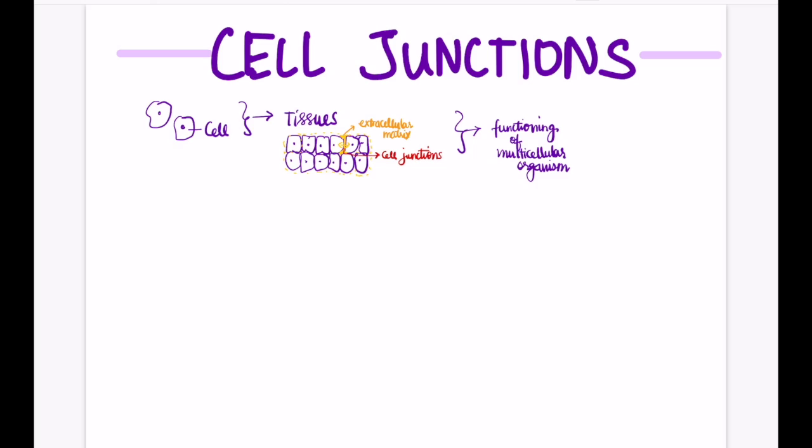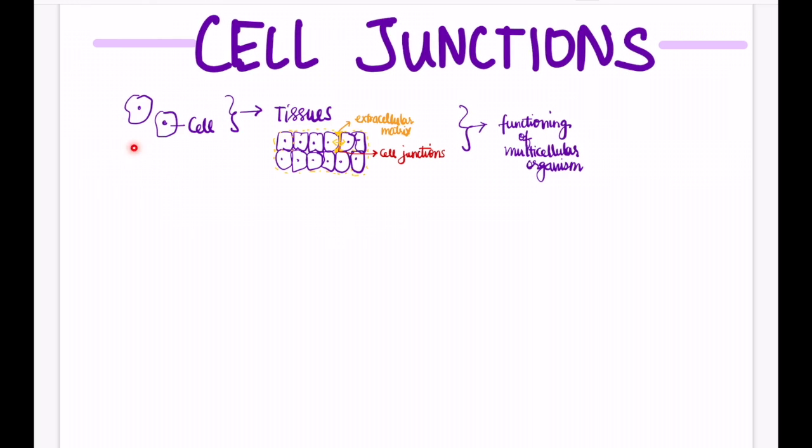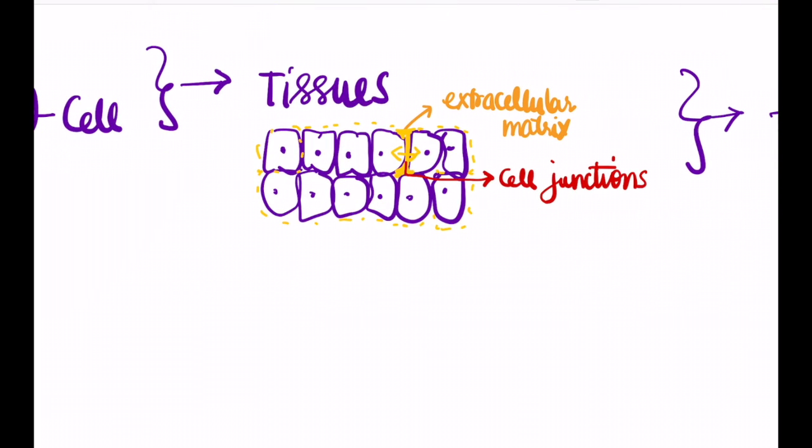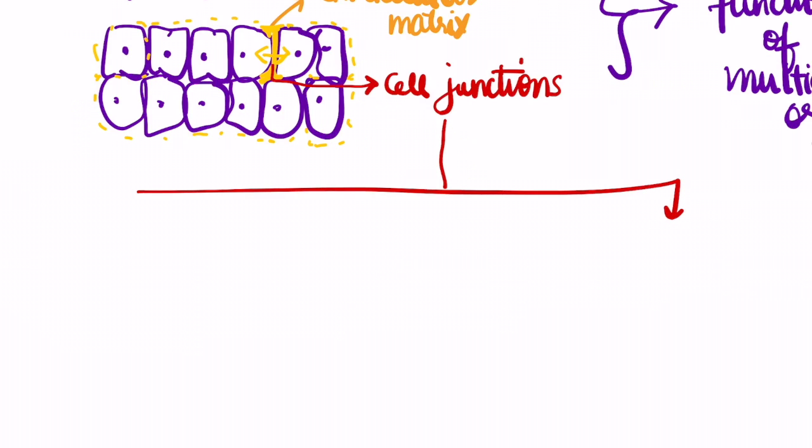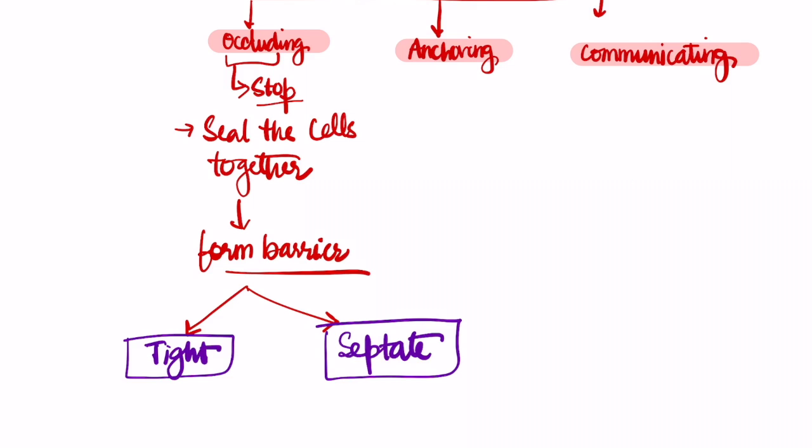So when I talk about cell junctions, I would first like to introduce you to the cells, individual cells. Now the cells together are responsible for the functioning of a multicellular organism, and each cell is linked to its extracellular matrix and other cells through their cell junctions, forming the tissues. These cell junctions are classified into three functional groups: occluding, anchoring and communicating type.